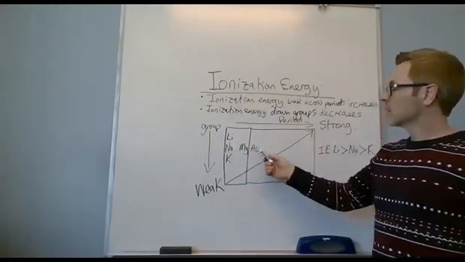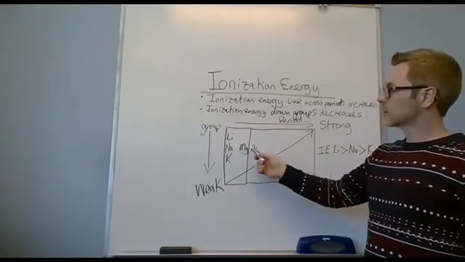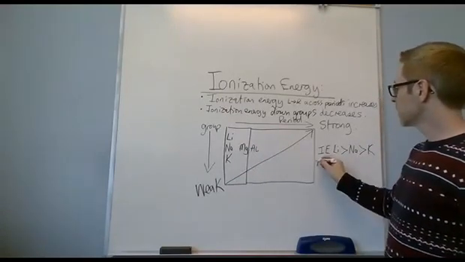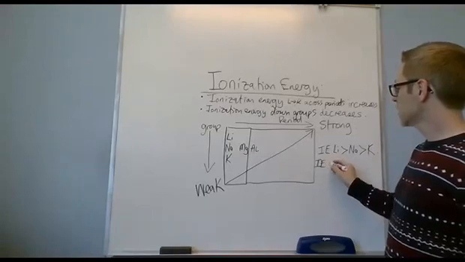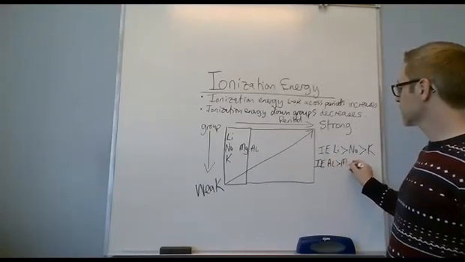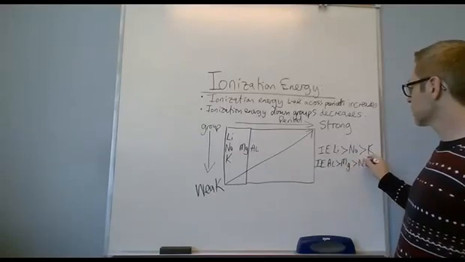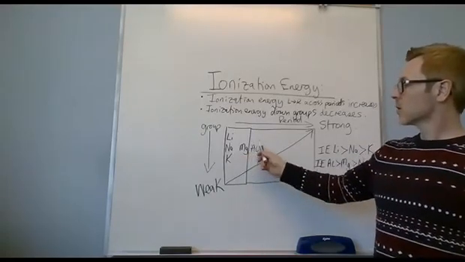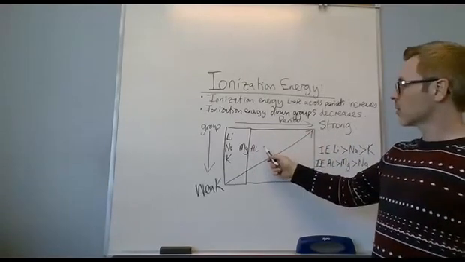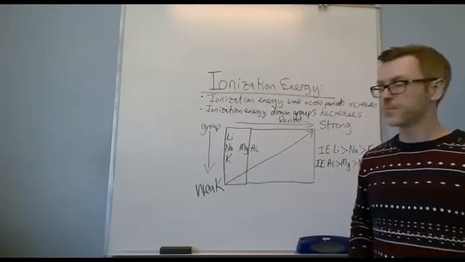If I asked you which is highest for sodium, magnesium, or aluminum, then the ionization energy for aluminum is greater than that for magnesium, which is greater than that for sodium. So towards the right, you're always stronger than you are on the left.